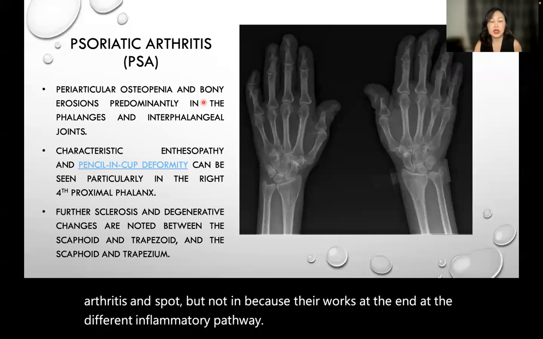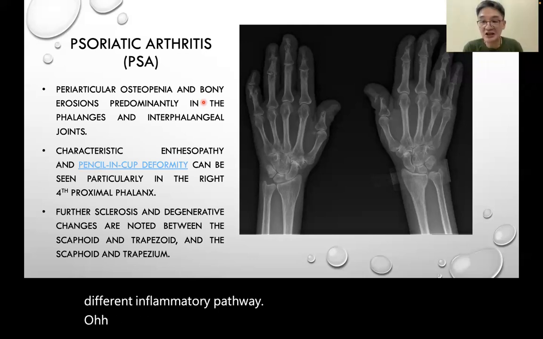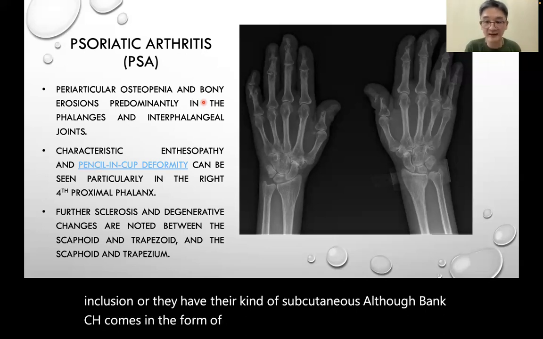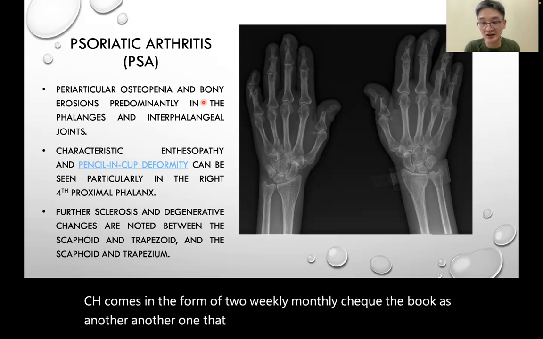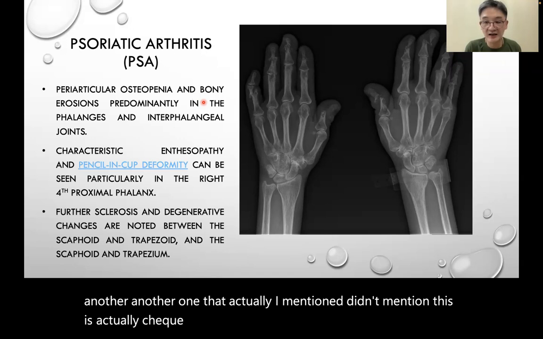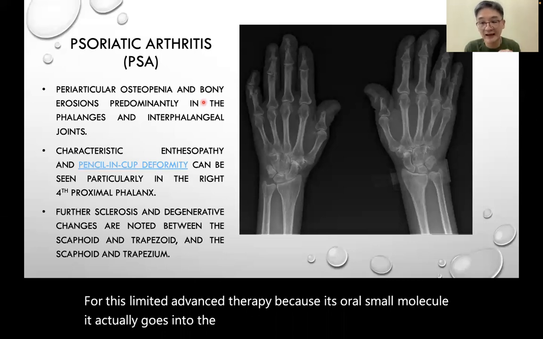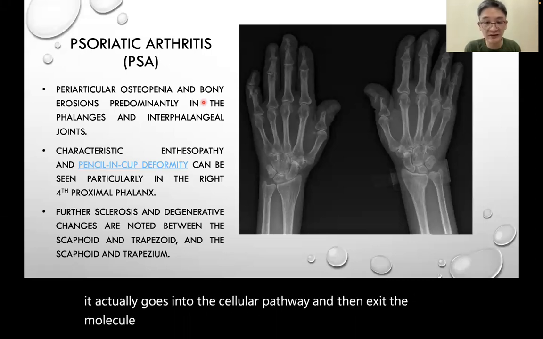And these biologics, are they injectable or oral? Biologics are normally injectable. They come in the form of infusion, or a subcutaneous auto-pen injector. They come in the form of two-weekly or monthly injections. Another one that I didn't mention just now is the JAK inhibitor, Janus kinase inhibitor. This will be the advanced therapy because it's an oral small molecule. It goes into the cellular pathway and acts at the molecule level. So that one is oral therapy.